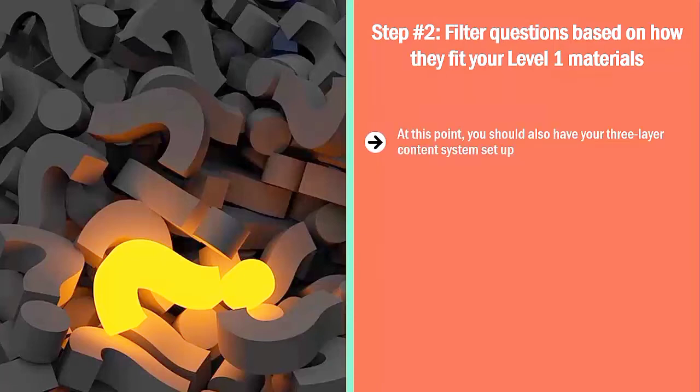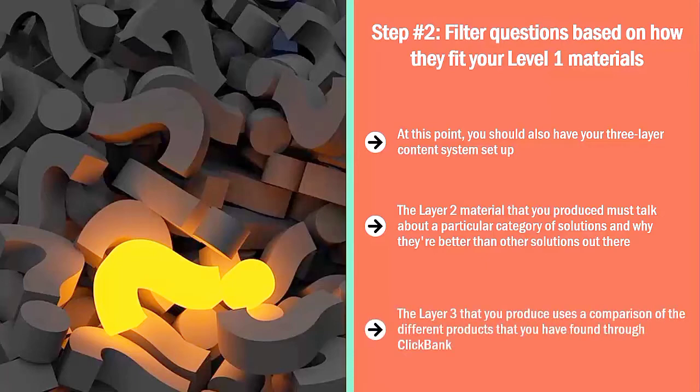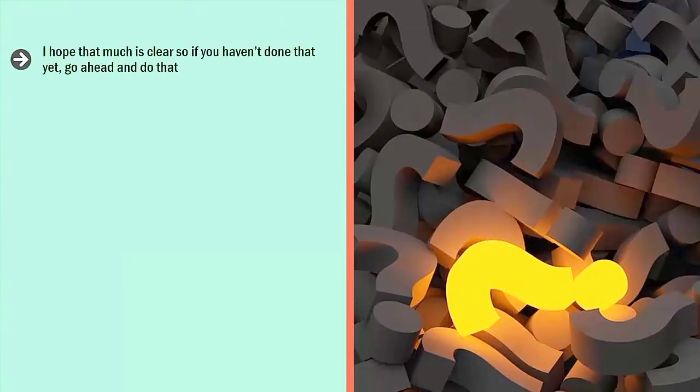At this point, you should also have your 3-layer content system set up. The first layer is a blog post that informs the reader regarding the problems that they have and the range of solutions, as well as a common sense guide on what to do and what not to do. The layer 2 material that you produce must talk about a particular category of solutions and why they're better than other solutions out there. The layer 3 that you produce uses a comparison of the different products that you have found through ClickBank. I hope that much is clear, so if you haven't done that yet, go ahead and do that.